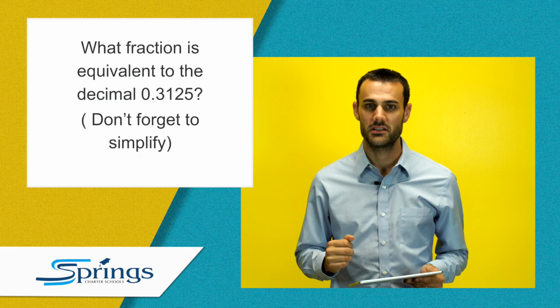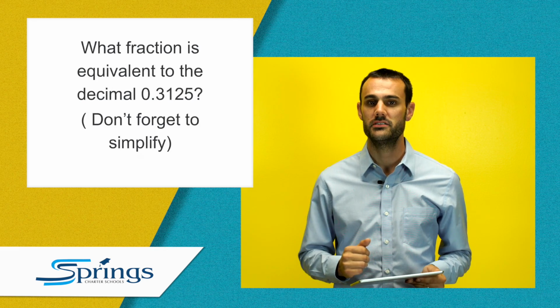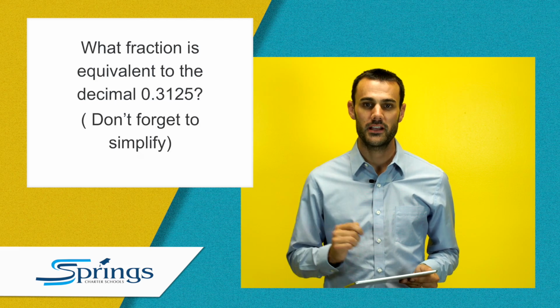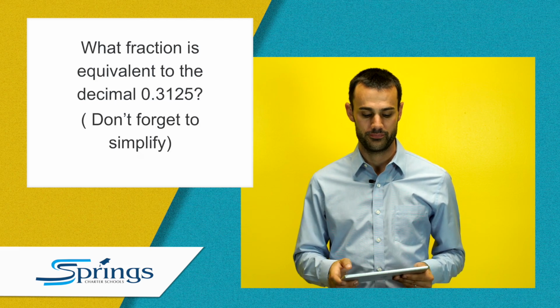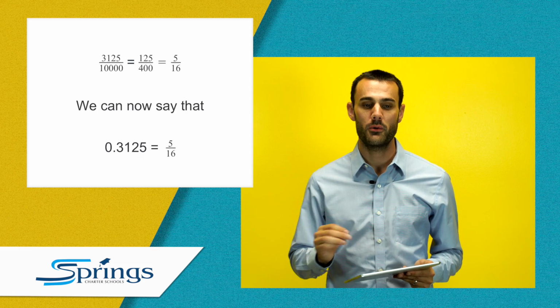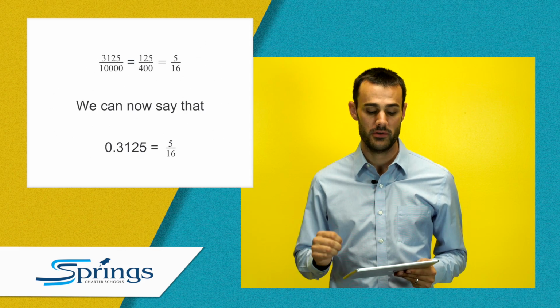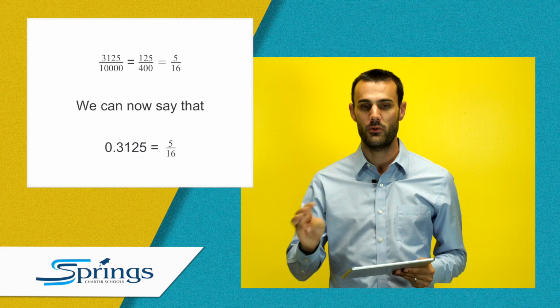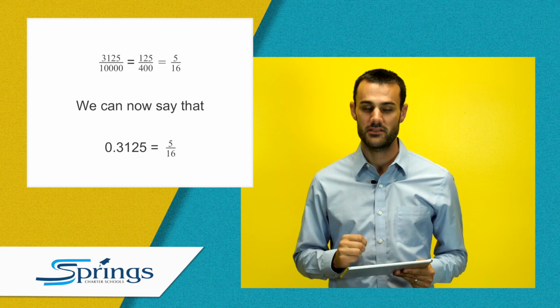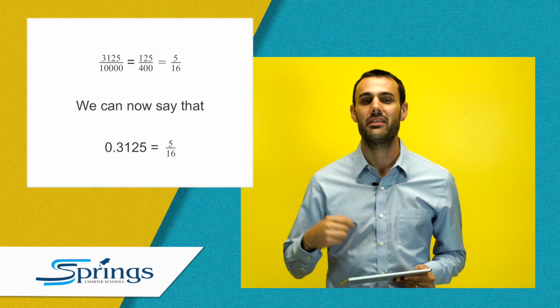Let's try a few more together. What is the fraction equivalent to the decimal 0.3125? Don't forget to put this in its simplest form. We can see that we have 4 spots after our decimal, which means we have to have 4 zeros in our denominator. So we have 3,125 over 10,000.